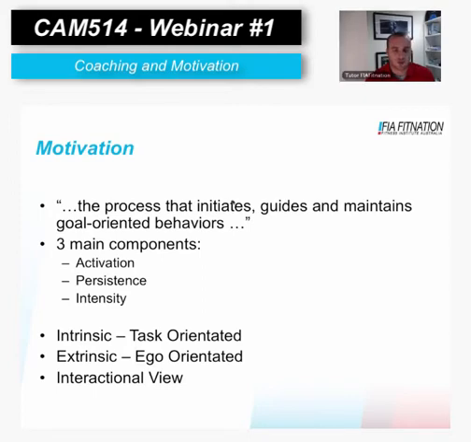The next interactional view is talking about how these 2 link together. Now, although someone will have a motivational preference for one or the other, it's unlikely that they'll be entirely in one motivational camp, if you like. The 2 play off against each other. Just to give you a few examples of how that might apply when you're working with your clients.